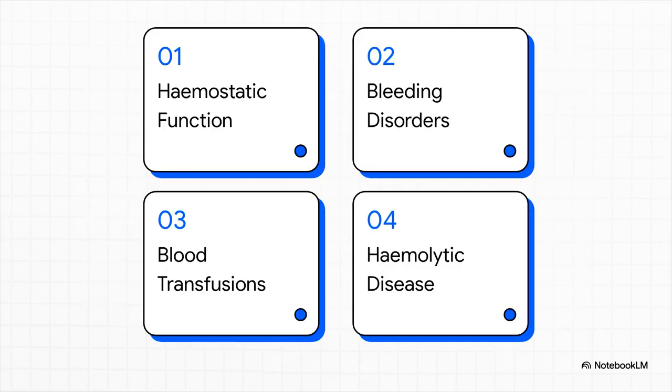Okay, let's dive into this. Here's our four-part diagnostic roadmap for today. 1. Investigating our hemostatic function. 2. The bleeding disorders breakdown. 3. Blood groups and transfusions. And 4. Hemolytic disease of newborn.